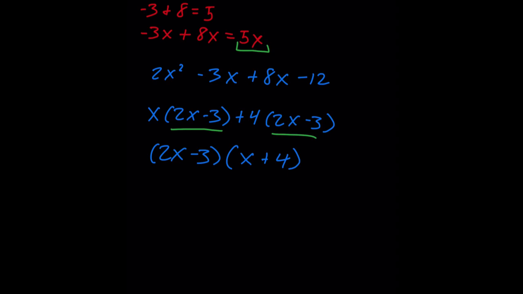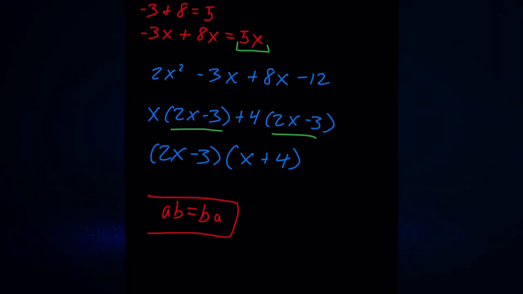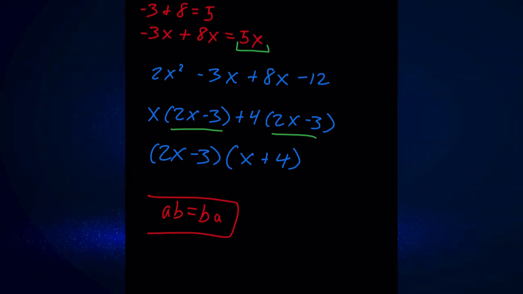But to address one more potential question, if you're wondering if the order of this matters or not, the answer is no. By the commutative property of multiplication, it doesn't matter. 2x minus 3 times x plus 4 is in fact the same thing as x plus 4 times 2x minus 3. As long as you have the correct factors, you're good to go.